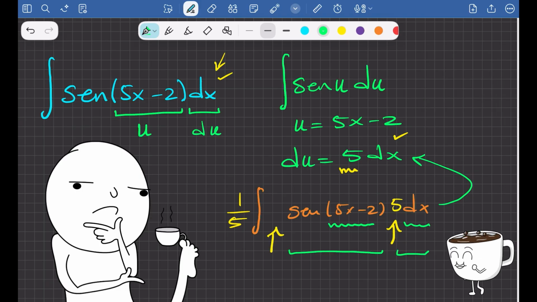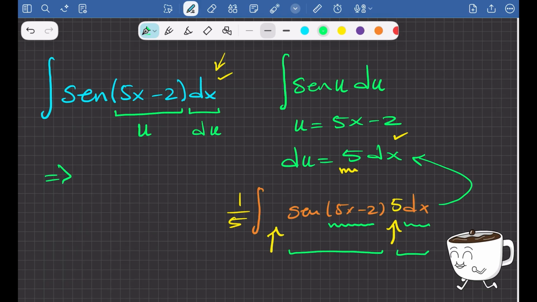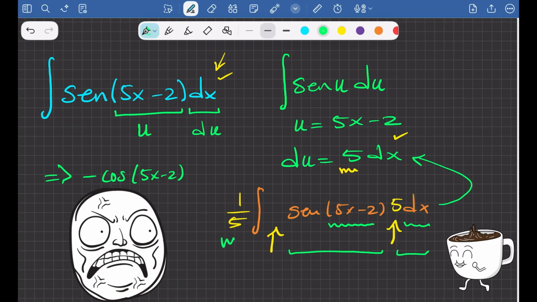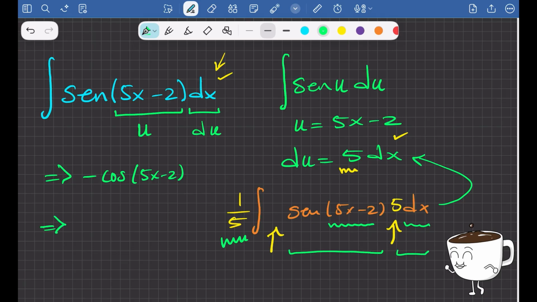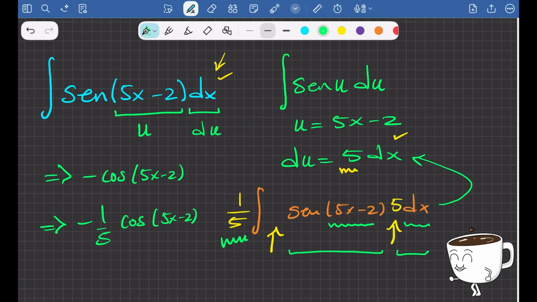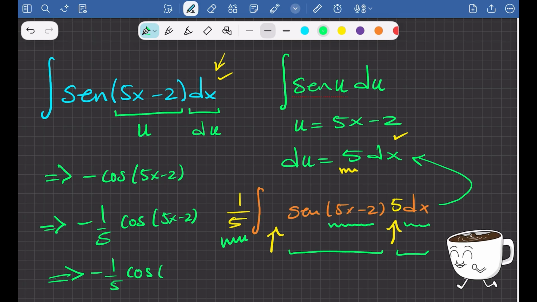How would the solution look? The integral of sin(u) is equal to minus cosine of u. How much is our u? 5x minus 2. Very well, we are finished with the integral, and we keep the 1/5 we have here. Then the solution would be minus 1/5 cosine(5x minus 2). We have not yet finished. Remember to add the constant of integration: minus 1/5 cosine(5x minus 2) plus C. Now we are done. This is the solution of the integral of sin(5x minus 2) dx.